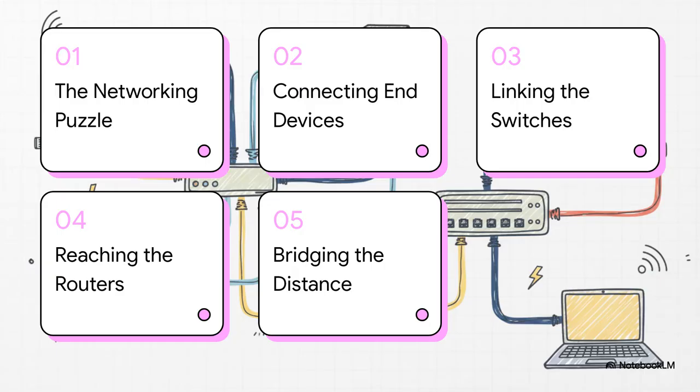To solve this puzzle, we've got a clear 5-step game plan. First, we're going to get to know our tools, the cables themselves. Then, we'll start small, connecting our end devices, like PCs. After that, we'll link all the switches together, connect them up to the routers, and finally, we'll tackle the biggest challenge of all, bridging those long-distance connections. It's a logical build from the inside out.